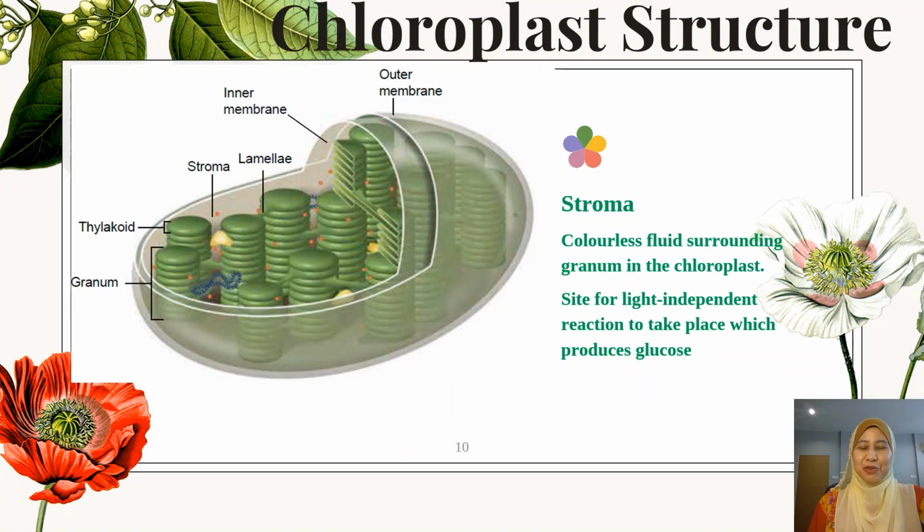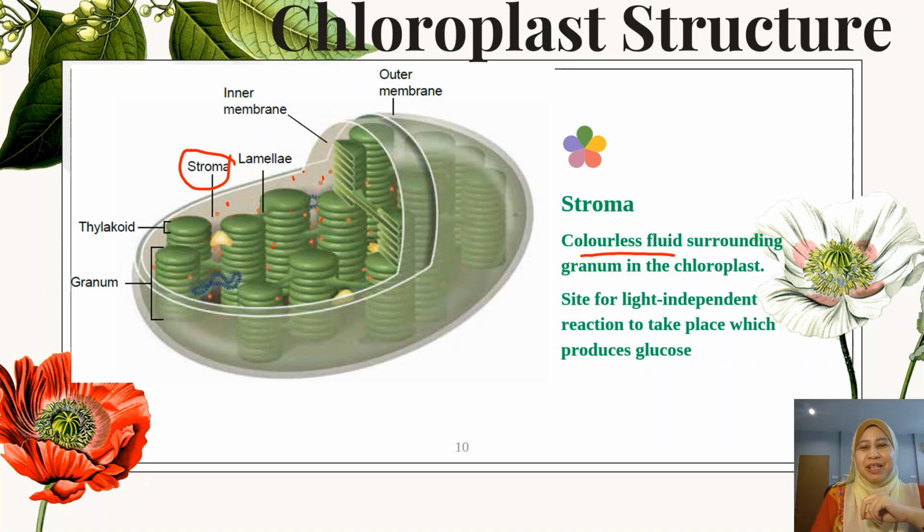Next is stroma. Okay, so stroma is actually a colorless fluid that surrounds the granum. So you have the granum, the green color here. So the fluid that surrounds the granum in a chloroplast we call stroma.